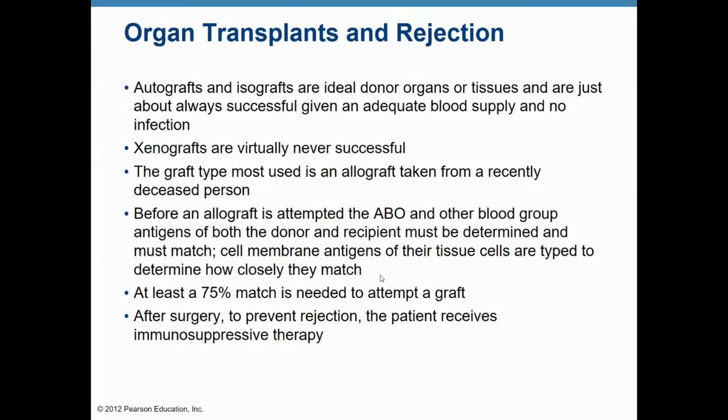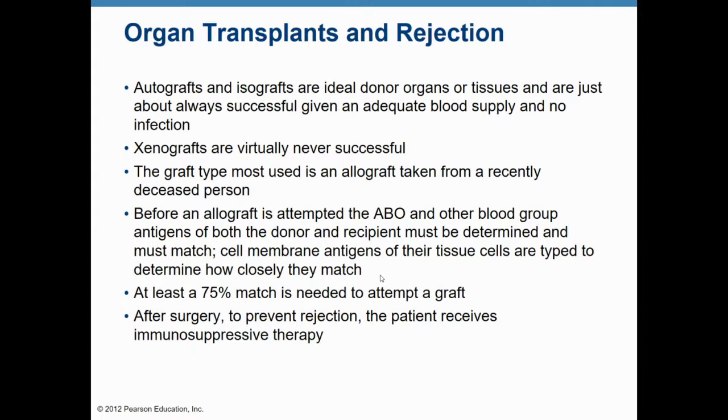Now, autografts and isografts are ideal donors. They are just about always successful given that there's an adequate blood supply and there's no infection. Xenografts are almost never successful, but like I said, they have been able to use pig and cow heart valves. The graft type that's most often used is an allograft taken from a recently deceased person. So if you get a liver transplant or you get a kidney transplant, that's generally going to be from somebody that's recently deceased.